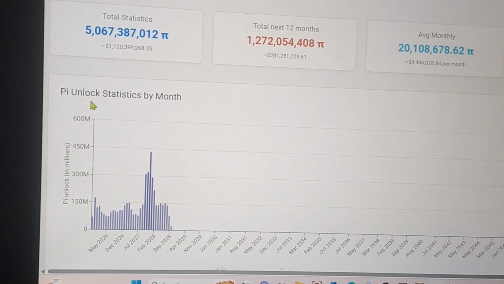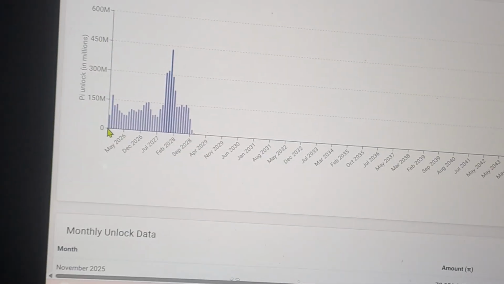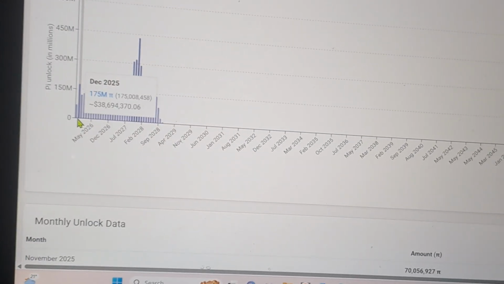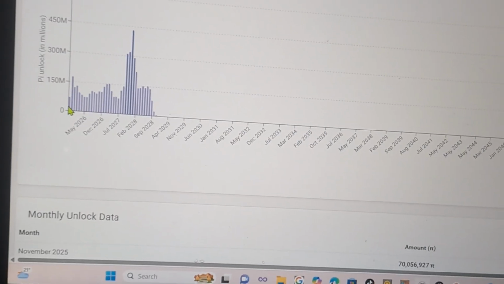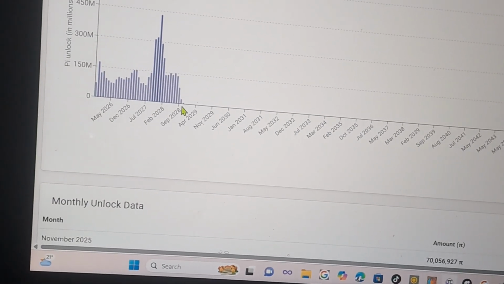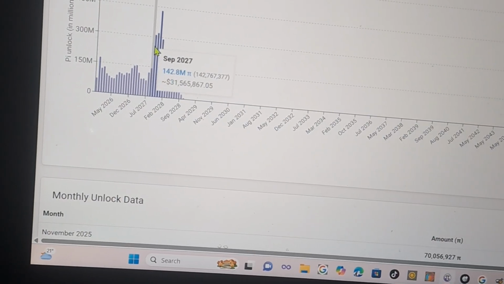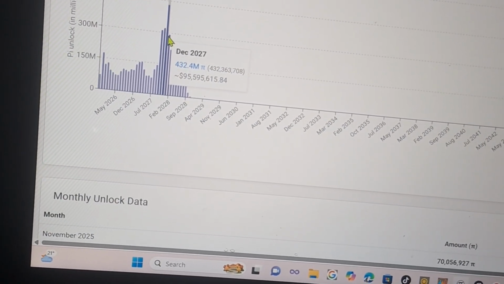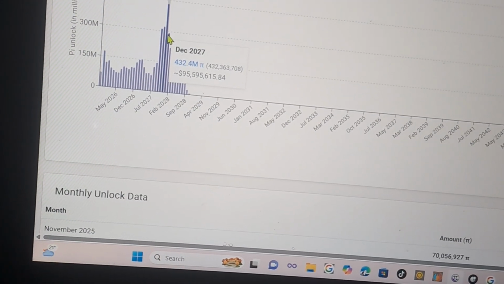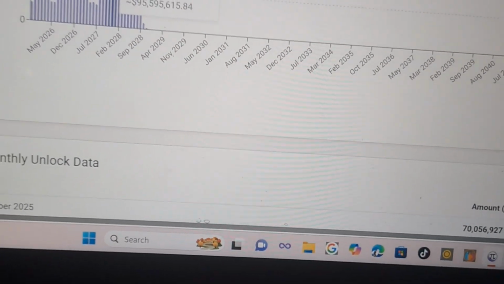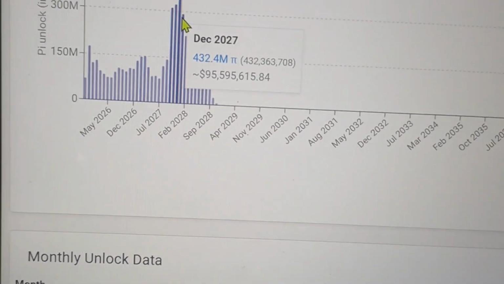So here we have this chart also, which indicates every month from now. Like now we are on November, then December, all the way to 2028. You can see the largest unlock in a month will happen in December 2027, where 432.4 million Pi will unlock.